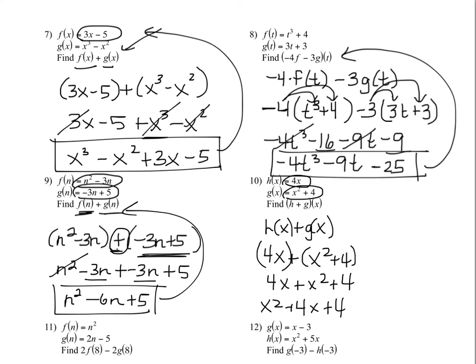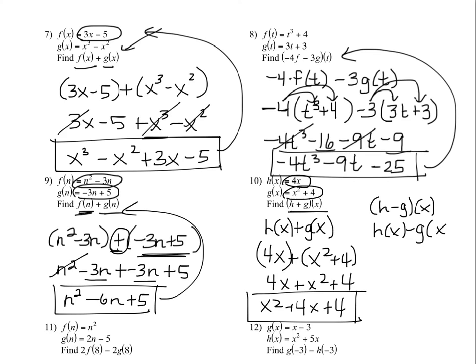And just for good measure, I'm going to show you what would have happened if this would have been h minus g. If it would have been h minus g of x, then the same idea. It would have just been h of x minus g of x. So h of x is the 4x. Same thing as before, minus the g of x, which is the x squared plus 4.